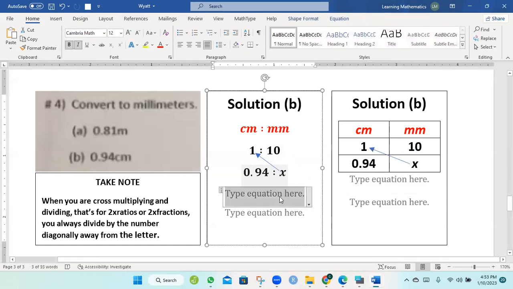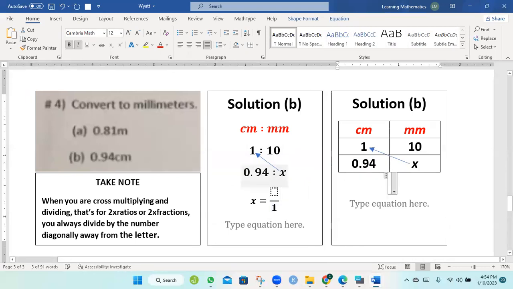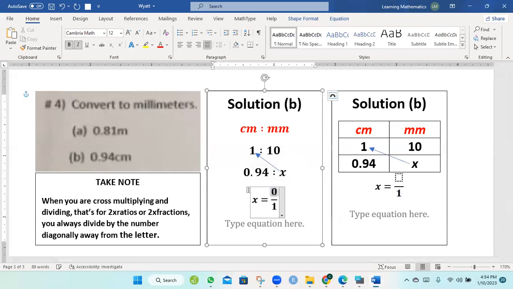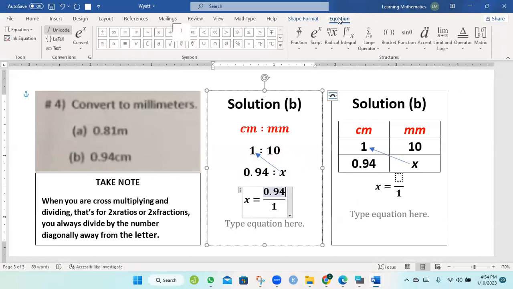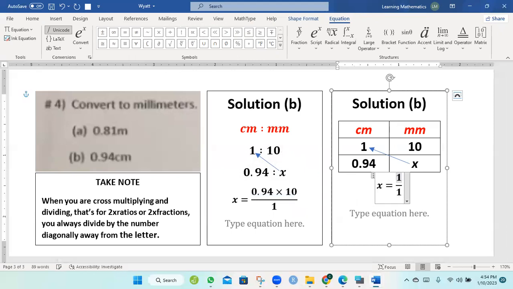So now let's do that. X is equal to, let's do our division, and 1 comes under the division sign. So we establish we must divide by 1, and the multiplication is easy. We have to multiply 0.94 and 10: 0.94 times 10, or 10 times 0.94. It doesn't matter which one comes first, because multiplication is commutative. 0.94 times 10 is the same as 10 times 0.94.